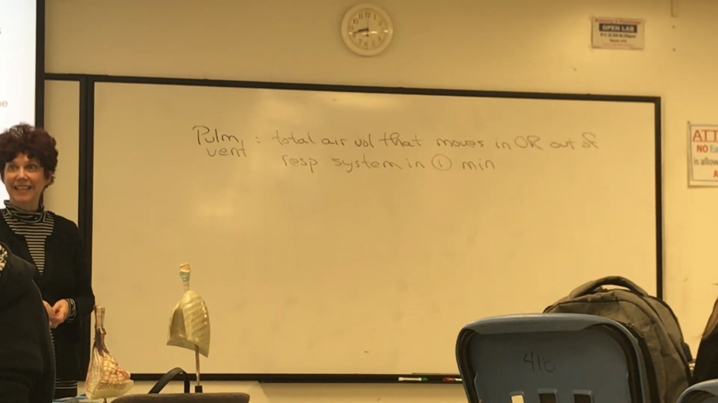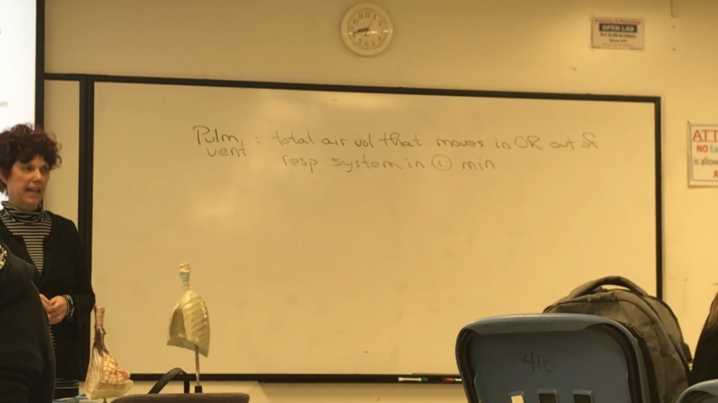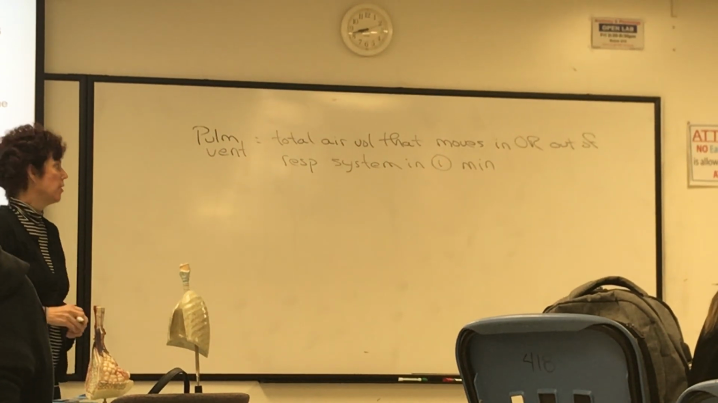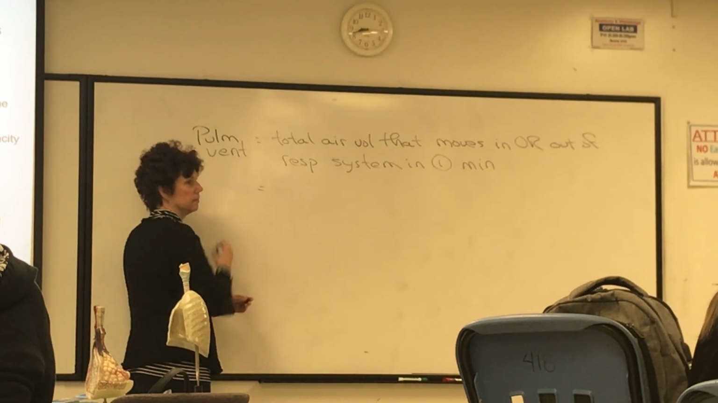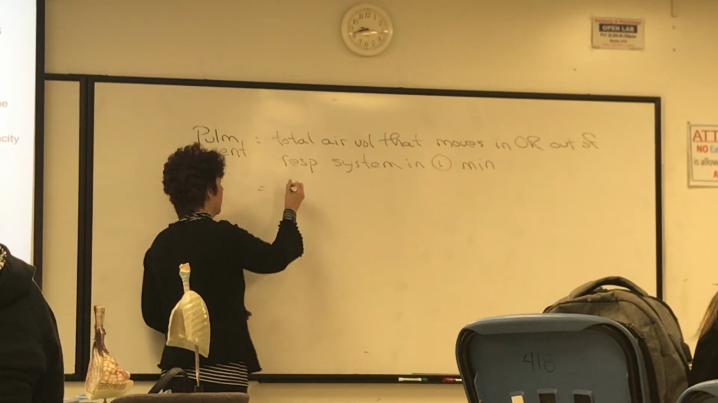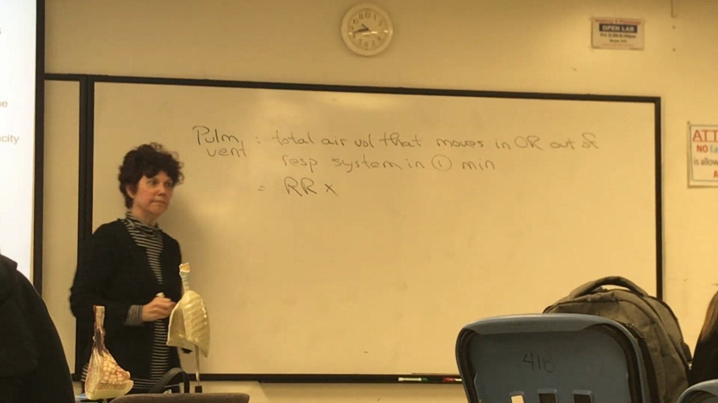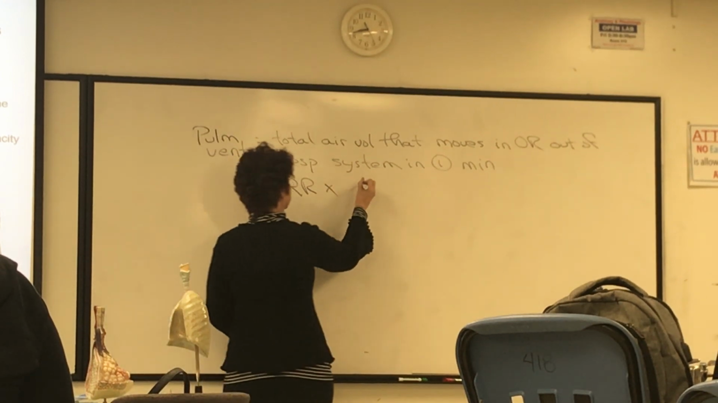Volume of blood that moved out of the heart in 1 minute. How do we figure out cardiac output? Heart rate times stroke volume. All right, and we got mils per minute. So what's going to be the equivalent of heart rate? Respiratory rate. So respiratory rate. And what's the equivalent of stroke volume? Tidal volume. Yeah, tidal volume.